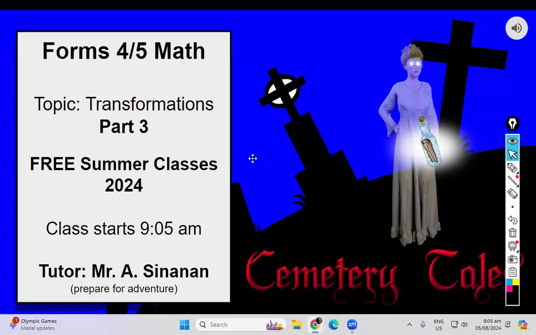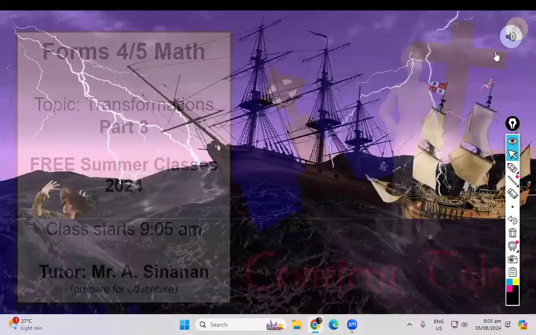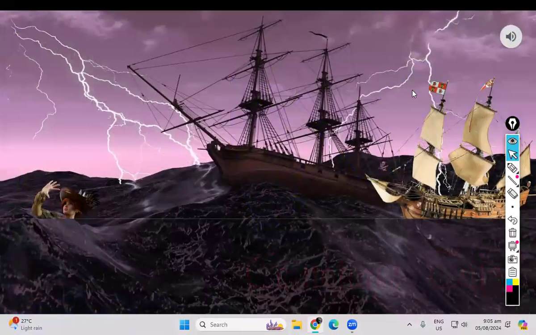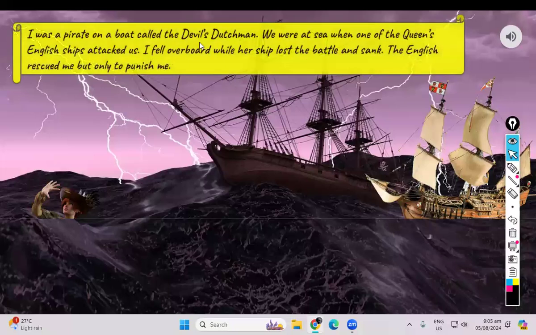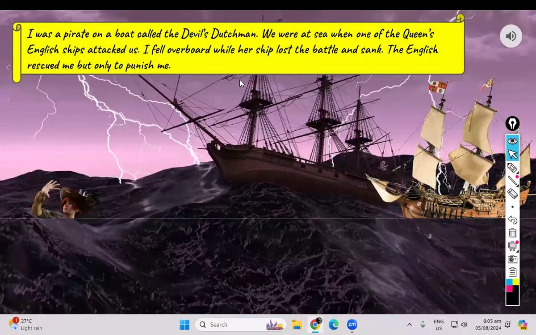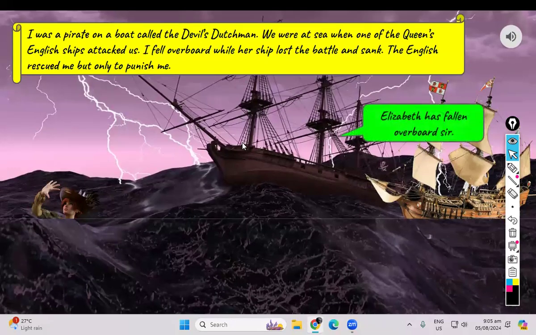Right, so today's transformations part 3. And this is where we left off last week. Elizabeth was a pirate. You'll see her in the water there. And her pirate ship got attacked by one of the queens. Right, and I believe the timeline was 17 something. I can't remember the exact timeline. The name of her boat was the Devil's Dutchman, and she was thrown overboard in the attack.